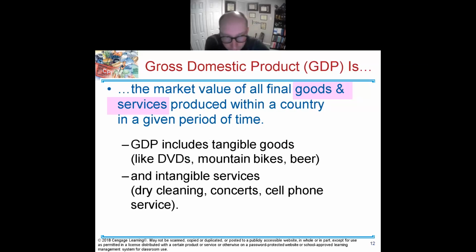Goods and services. Goods are obviously tangible. These are things you could physically touch. Yeah, that's what tangible means. Apples, oranges, furniture, etc. Those are tangible. You can physically touch them. Clothing, yeah. Intangible usually are services.